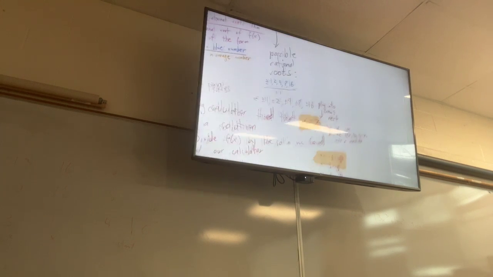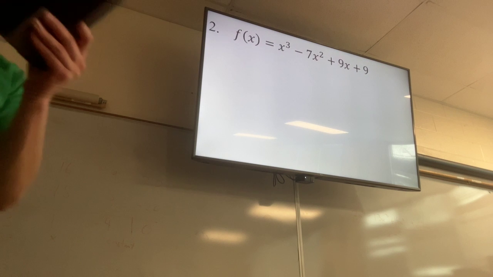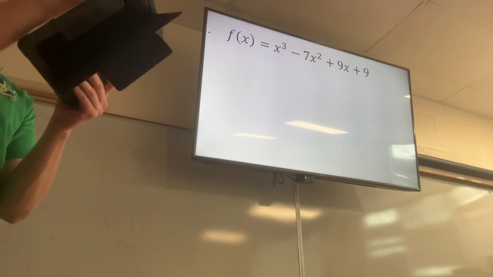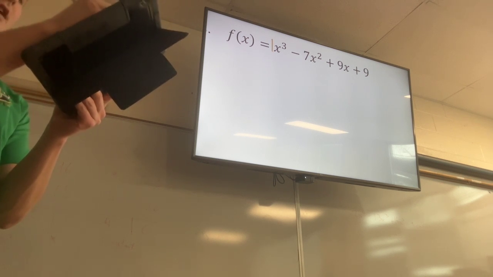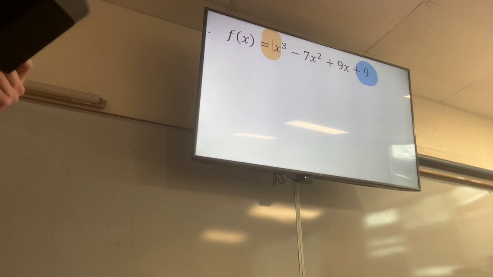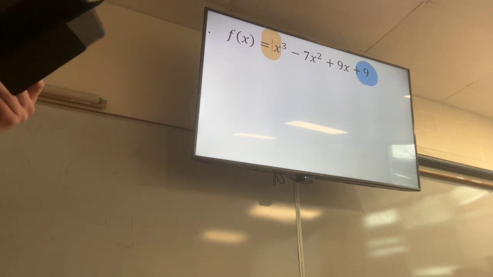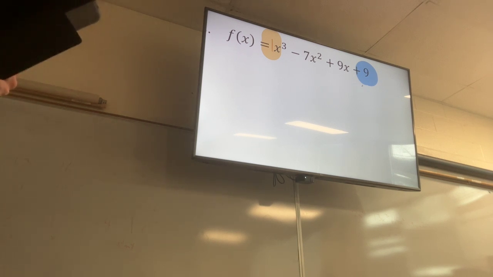Okay, I'm going to move on to the next one. So first we got to write out our possible rational roots. How do I do that again? I'm going to look at the coefficient of that first term. That's 1 here, right? And then I'm going to look at that last term, the constant term. That's 9. What am I going to do with those? You guys know this. I'm going to write out the factors.